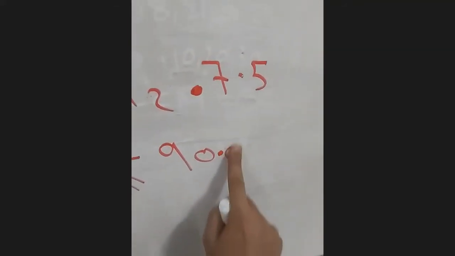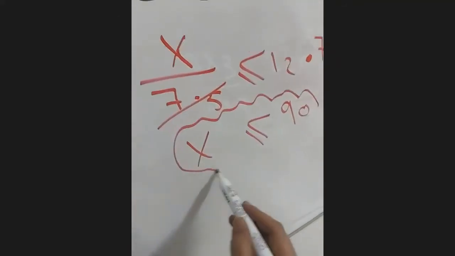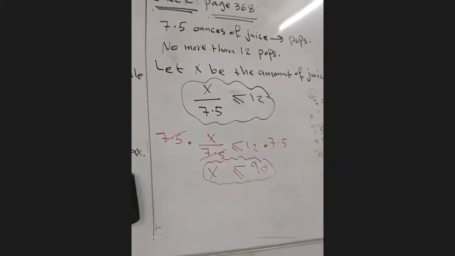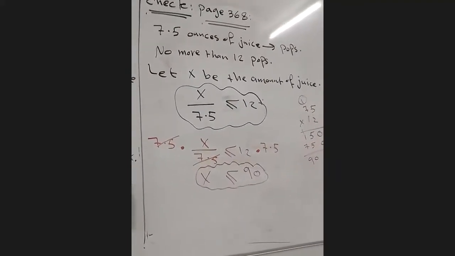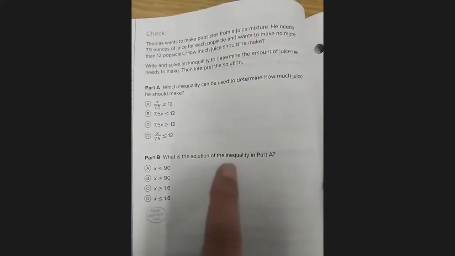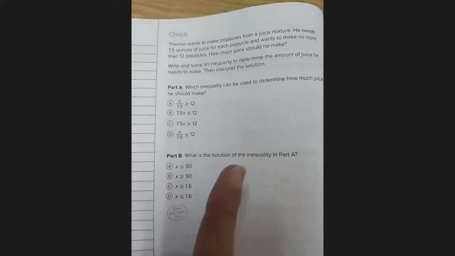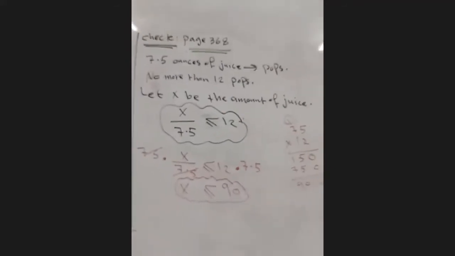Decimal after 0, no need for it. So X is less than or equal to 90. Which solution is it? Tell me. A. So here D and here A. But please, guys, solve the inequality here in this space. Don't just check or choose the answers. Show the steps, guys. Show the inequality here, then choose the answer A. This is the solution of the check.